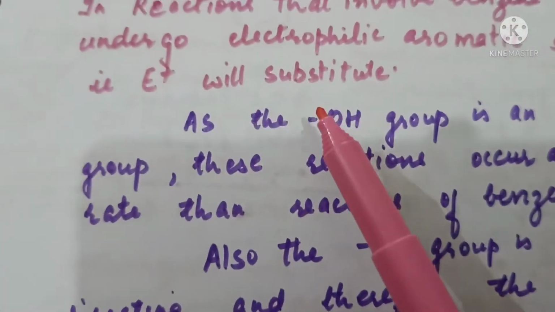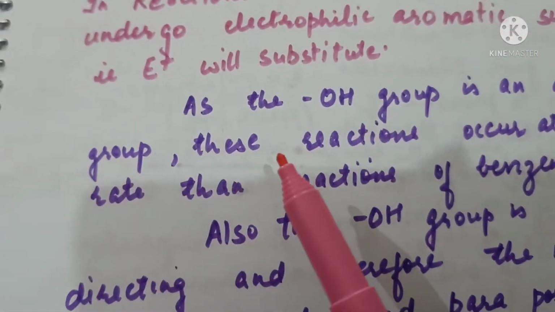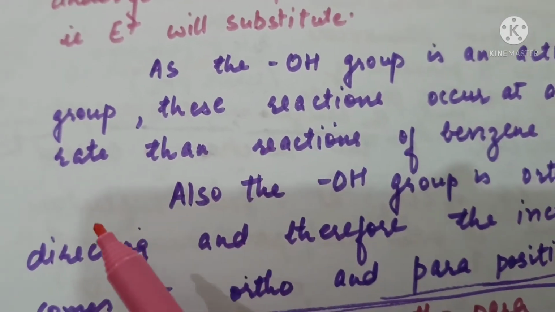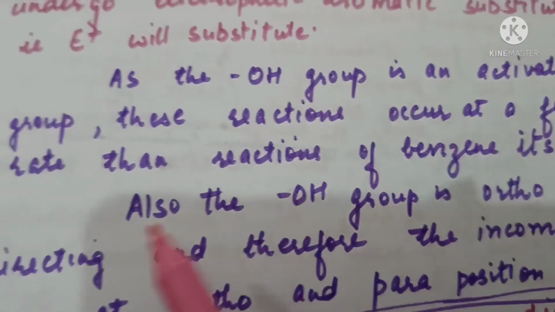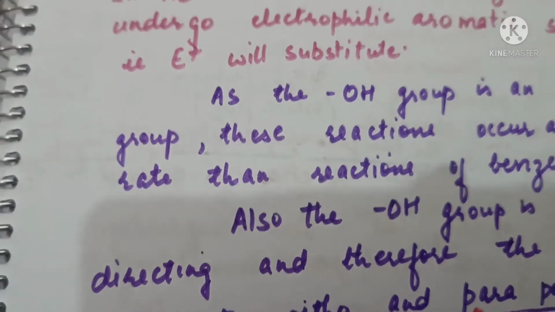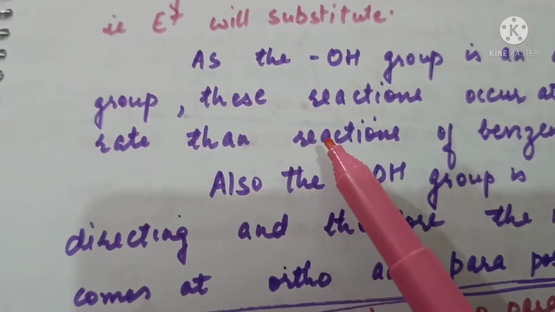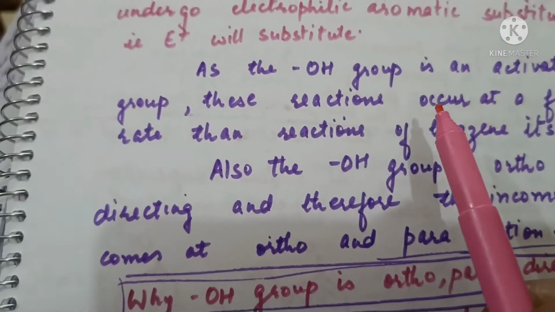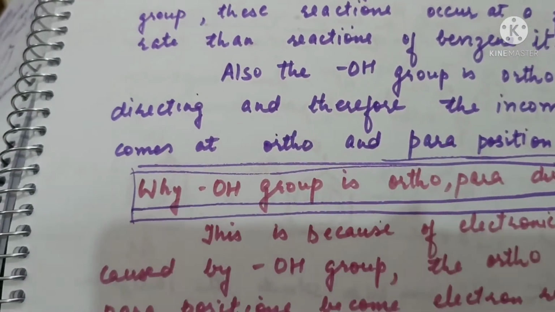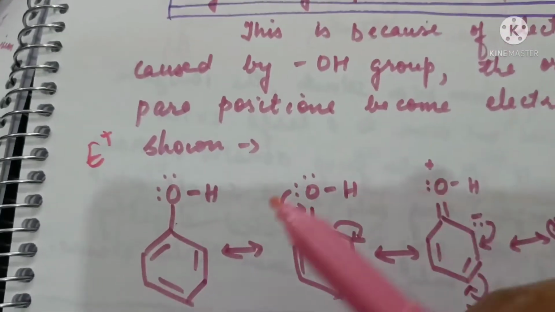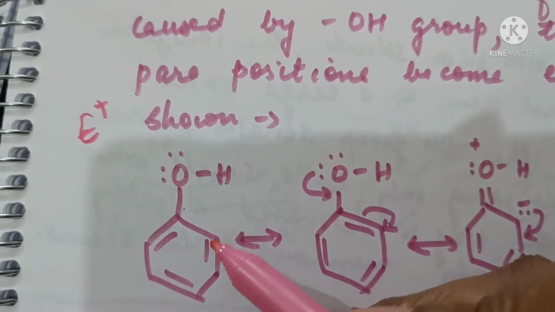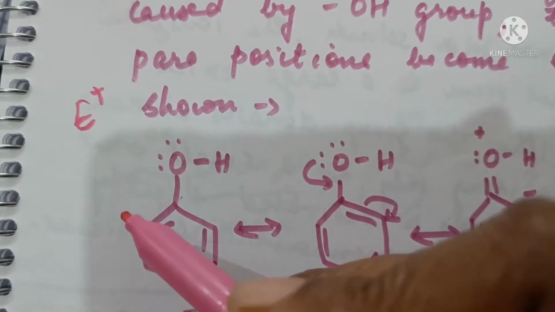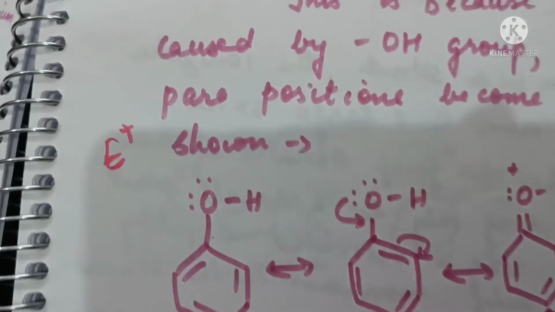As the OH group is an activating group, these reactions occur at a rate which is faster than the reactions of benzene ring alone. The OH group is also ortho-para-directing in nature, so the incoming electrophile will attach either at the ortho position or the para position.